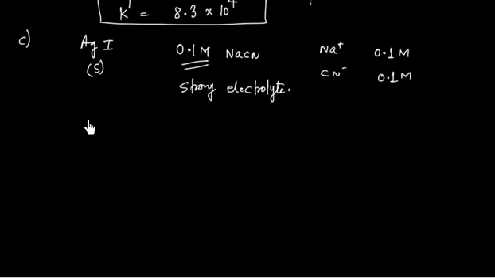Now what will happen in the presence of CN minus? First AgI will dissolve and dissociate to give Ag plus plus I minus.